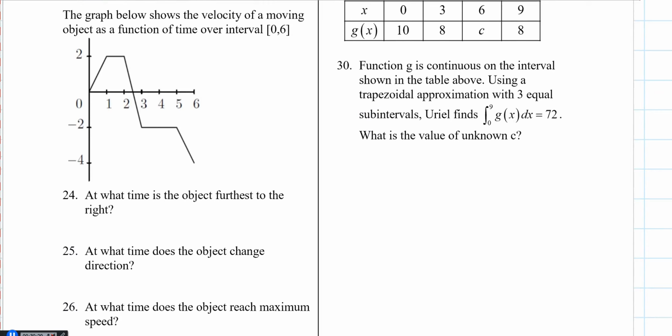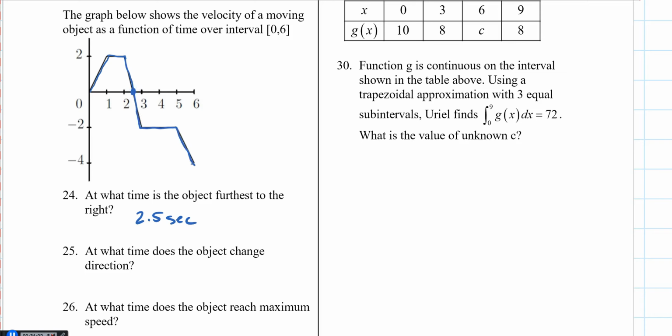24, the graph below shows the velocity of an object as a function of time over the interval 0 to 6. At what time is the object furthest to the right? So it's furthest to the right at 2.5 seconds. And how do we know that? Because we have positive velocities, and then right here the velocity becomes 0 and then becomes a negative velocity.